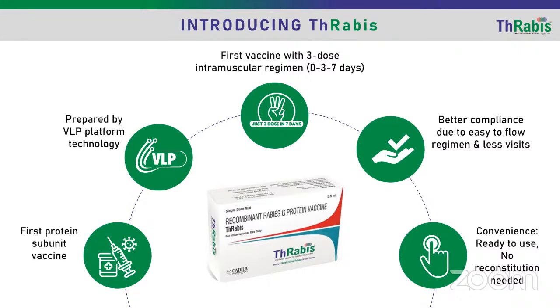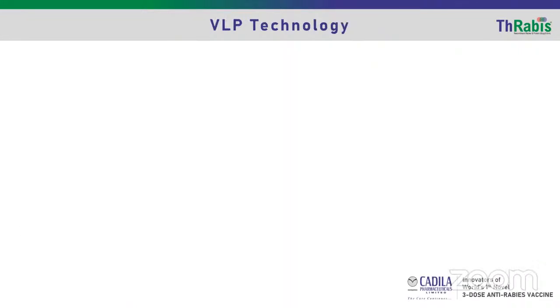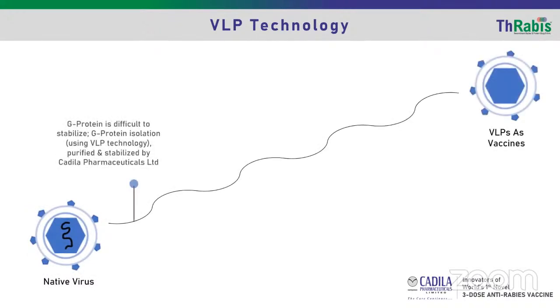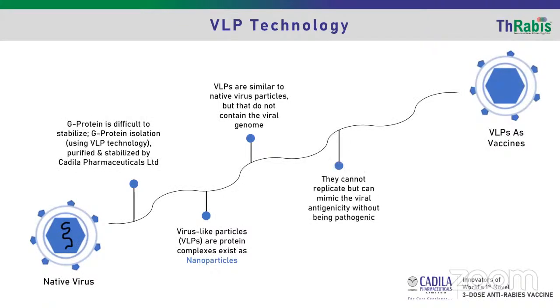So all these factors contribute to the better efficacy with good tolerability of the newer vaccine, that is Travis. The Travis is a world first 3-dose intramuscular regimen, 0, 3, 7, rabies vaccine.